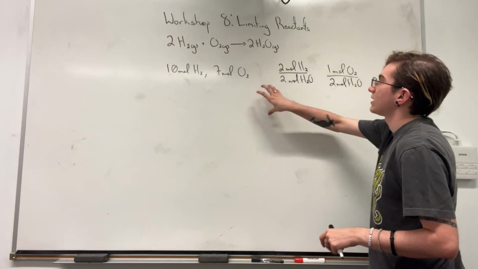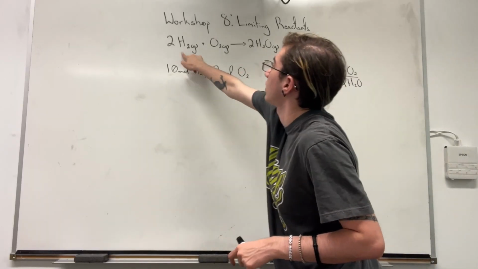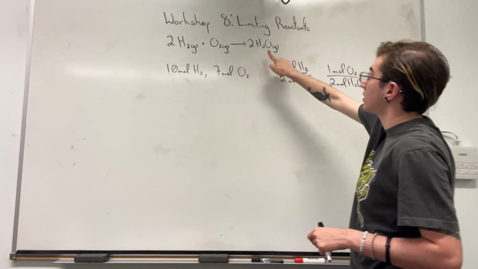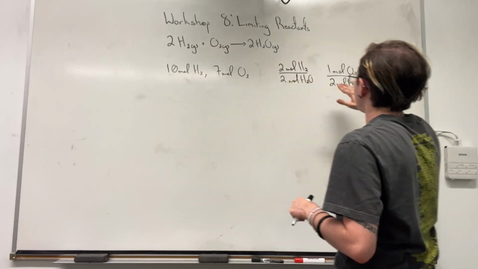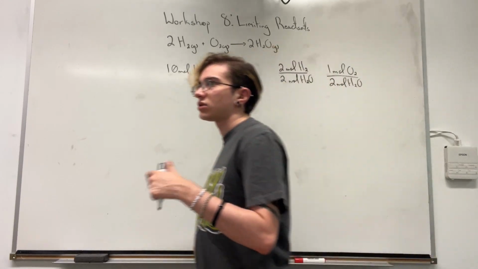The same thing is happening here. Our chemical reaction tells us how many moles of reactant are going to make however many moles of product. So as long as you can convert moles of reactant into moles of product, you can see what is your limiting reactant.